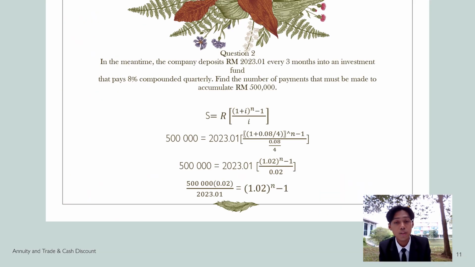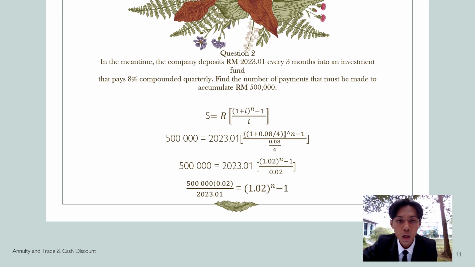So this is question 2, annuity. Let's read the question. In the meantime, the company deposits RM2023.01 every 3 months into an investment that pays 8% compounded quarterly. Find the number of payments that must be made to accumulate to RM500,000.